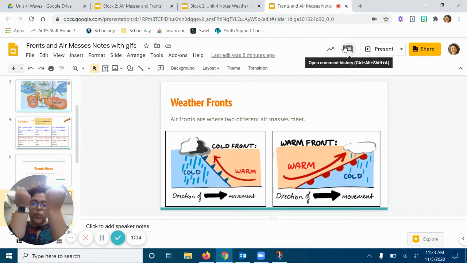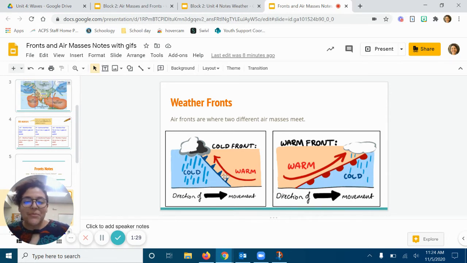So when a cold and a warm front meet, we describe what happens at that meeting point as a front. And that is where weather events will occur. And it depends on what kind of fronts meet each other and how they move together. That will depend what kind of weather we will get.